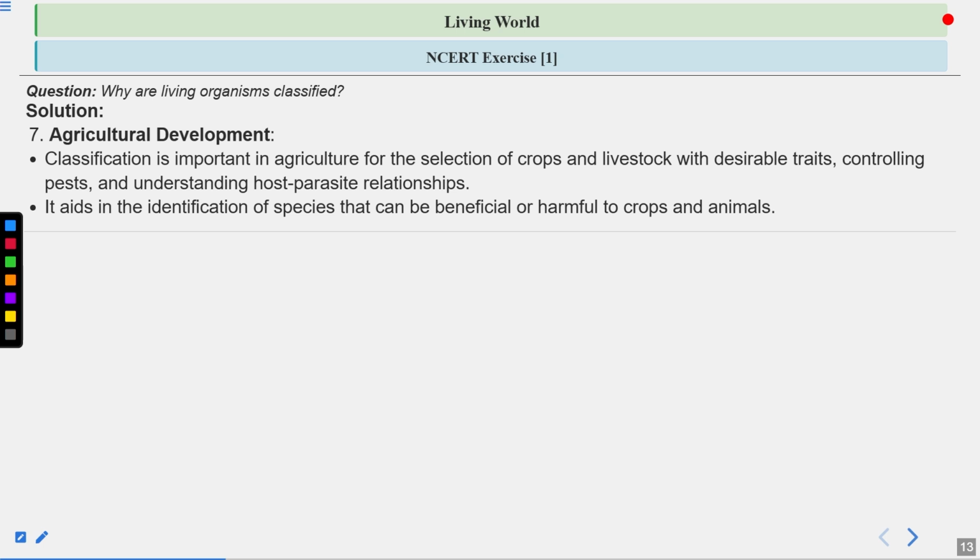Now it aids in the identification of species that can be beneficial or harmful to crops and animals. So we can identify the species which are beneficial for the crops as well as for the animals, or which are harmful to the crops as well as the animals.